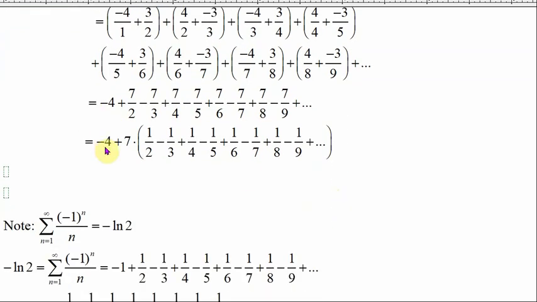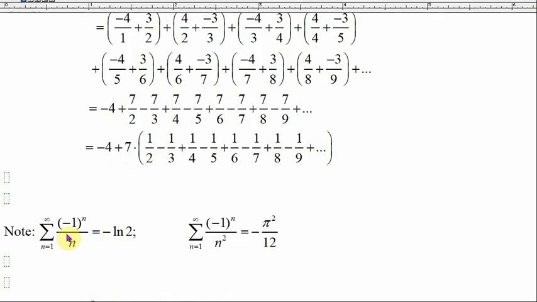So this becomes negative 4, and we can see the common factor of 7. So it'll be 7 times this infinite series starting with 1 half. And these two results are here. These are well known. The series with the expression negative 1 to the n over n is negative natural log of 2, and the series with the expression negative 1 to the n over n squared is negative pi squared over 12. So we use this one.